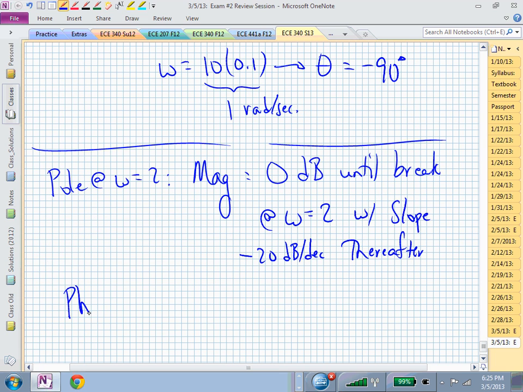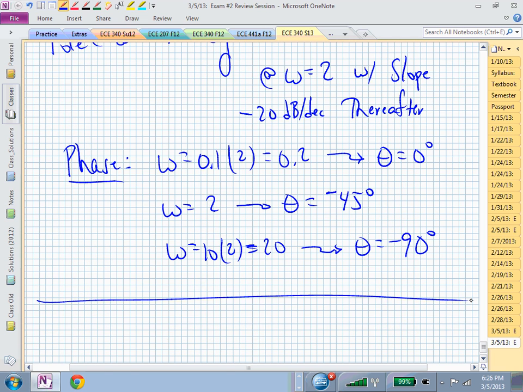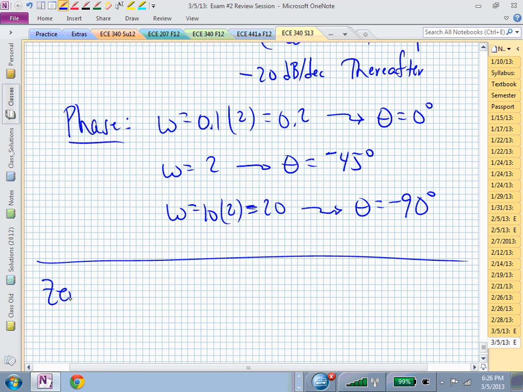And the phase, again, we can identify these 3 frequencies. We have 0 degrees. We have minus 45. And then by the time we reach 20, that factor will be contributing minus 90 degrees. Finally, we have our 0, which is at omega equal to 10.